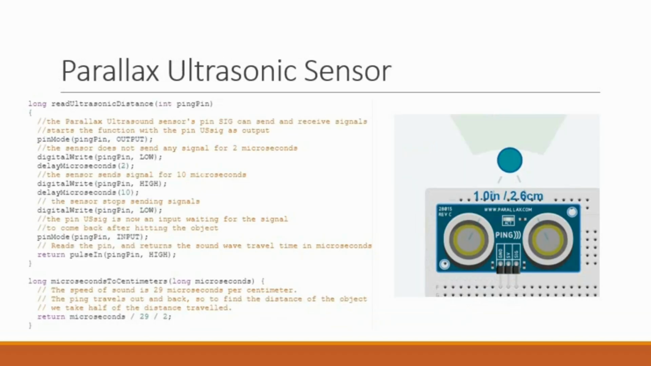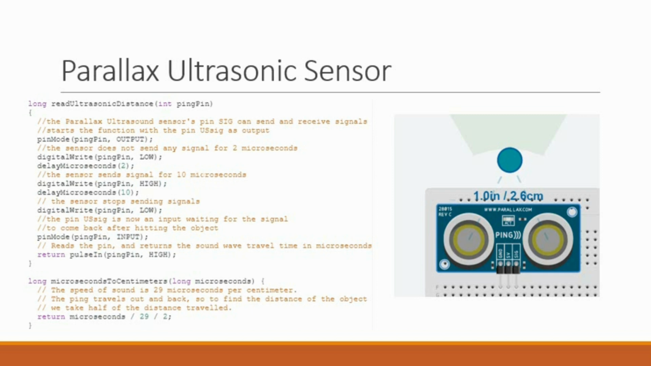Starting with the parallax ultrasonic sensor, this sensor's pin called SIG can send and receive signals. The SIG pin starts off as an output pin. It then sends signals for 10 microseconds. Then it is put as an input in order for it to wait for the signals to come back to the sensor. The sensor function then returns the time the signal took to leave the sensor, bounce off the battery, and come back to the sensor in microseconds.